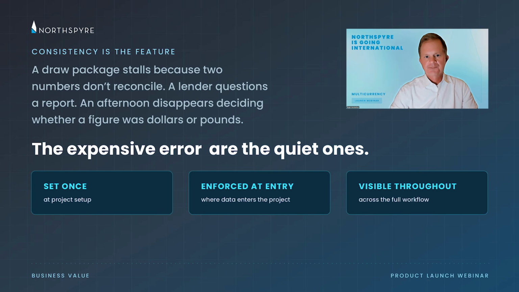That's exactly right. It's easy to watch a demo where nothing dramatic happens and miss the point, because nothing dramatic happening is the point. The expensive errors are often the quiet ones, like a draw package stalling because two numbers don't reconcile, a lender questioning a report, and an afternoon disappearing while the team determines whether a figure was in dollars or pounds. Every one of these situations begins with a moment where the currency context was in someone's head instead of in the system.